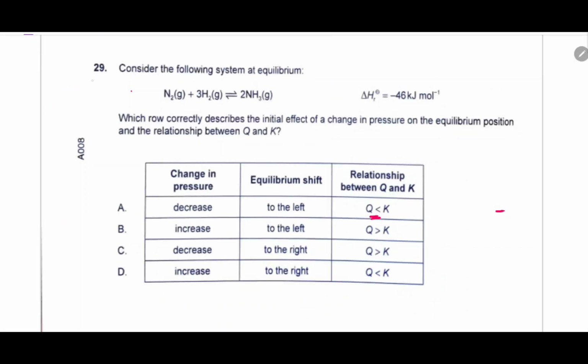Next is question 29, which says: consider the following system at equilibrium. Nitrogen reacts with 3 moles of hydrogen, gives you 2 moles of ammonia. The total moles of reactants are 4 and of products is 2. That is, pressure is high towards the reactant side and pressure is low towards the product side. It is an exothermic reaction. Which row correctly describes the initial effect of change in pressure on the equilibrium position and the relationship between Q and K? Initial effect is an important keyword here.